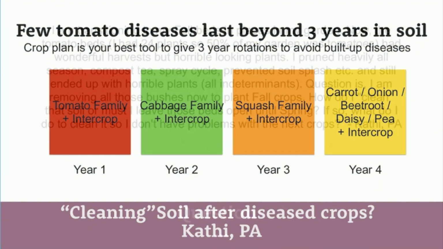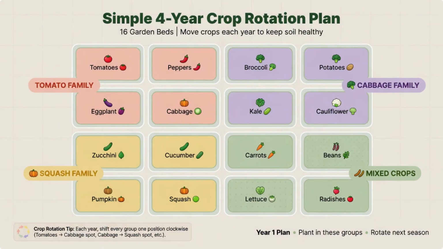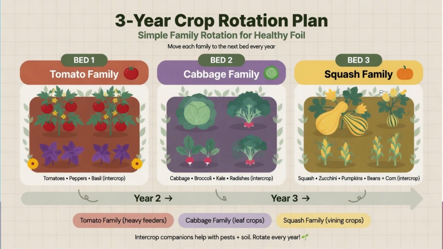So right now, I know that Kathy said she had something like 15 beds. I know this from another question that she asked. She has 15 planting beds. So maybe of those 15 beds, 4 of them, I'm rounding up to 16 beds, but maybe 4 of them are tomato family one year, 4 of them are cabbage family, 4 of them are squash family, 4 of them are a mixture, and you rotate through. I've also done a 3-year rotation where it's basically just tomato family, cabbage family, squash family, and all those other crops are intercropped in, and you rotate through that way, and that's worked for me as well.